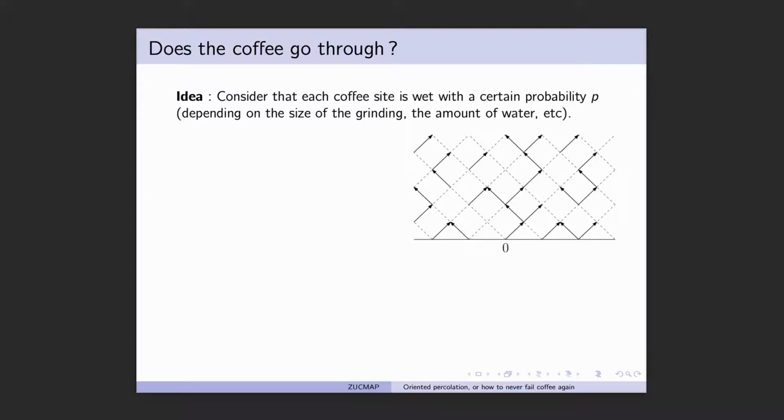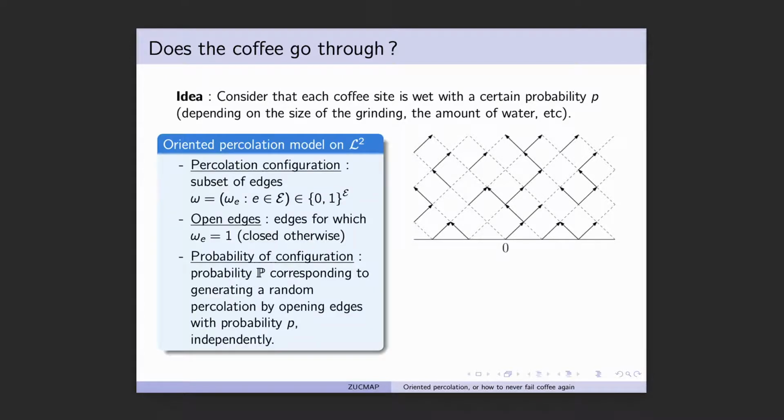And this formally, well, we put it this way. We consider what we call a configuration, which is just one instance of coffee making, for instance, or one collection of these random edges. So that's just a set of edges, and we denote the fact that they are here or not by 0 or 1. And for every edge that is present in our configuration, we say that it's open when it's there, when omega of e is equal to 1.